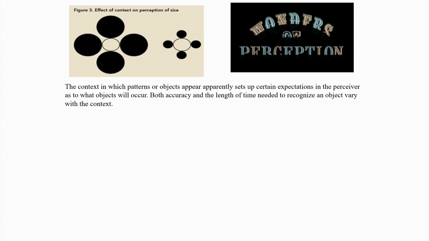And so, these are two examples of how the meaning of perception is made through the top down model. The context in which a pattern or object appears apparently sets up certain expectations in the perceiver as to what objects will occur. Both accuracy and the length of time needed to recognize an object vary with the context. So, the more complex the context, the more time it will require for somebody to make meaning of the perception. Now, an elegant computational model of the top down process of perception was given by David Marr.